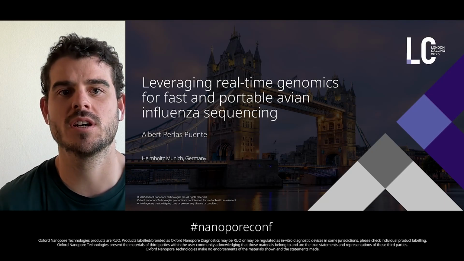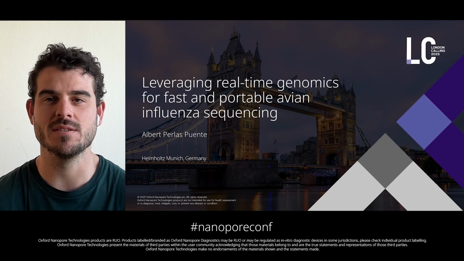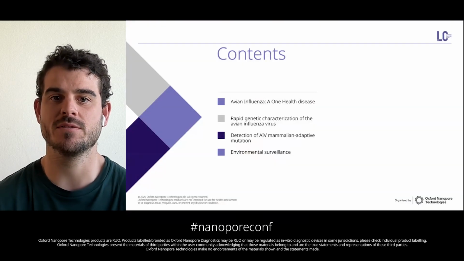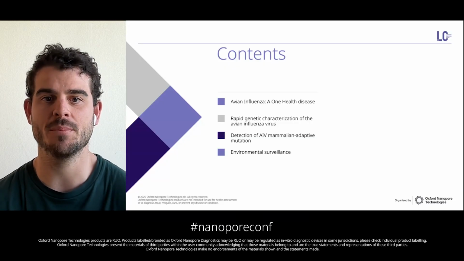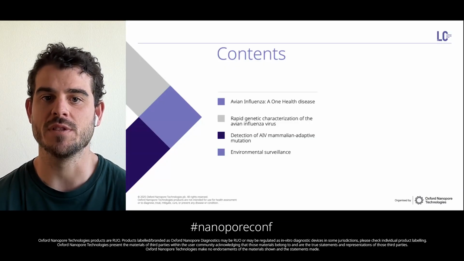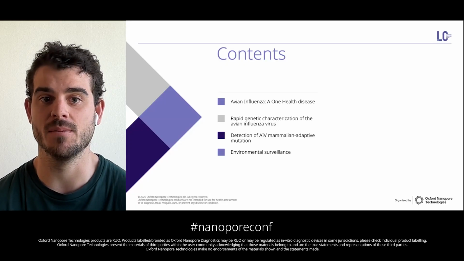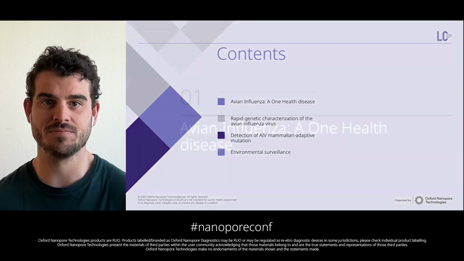Hello, here I will talk about the use of real-time genomics for fast and portable avian influenza sequencing. I will talk about avian influenza as a health disease and how we use real-time genomics for rapid genetic characterization of the avian influenza virus, for mammalian adaptive variants detection, and also for environmental surveillance.